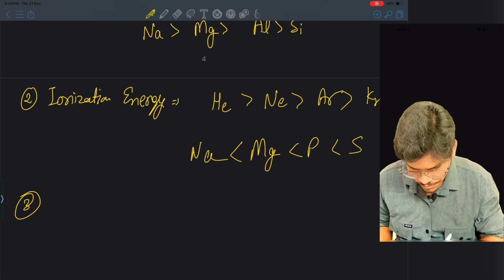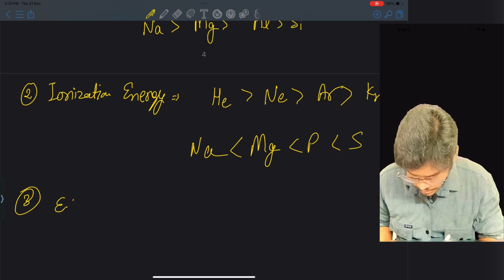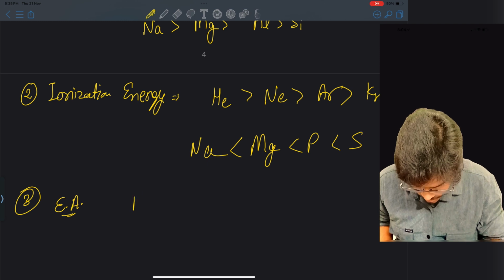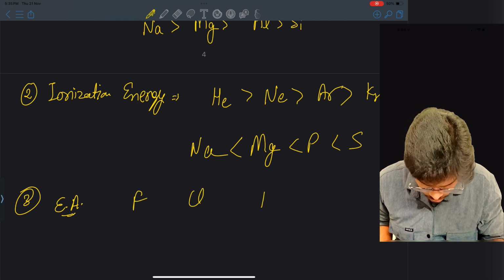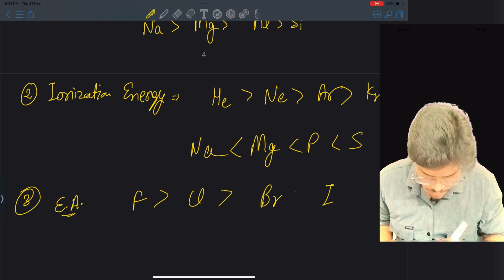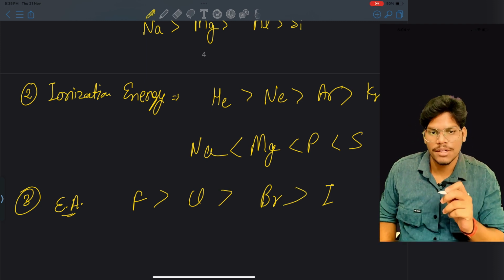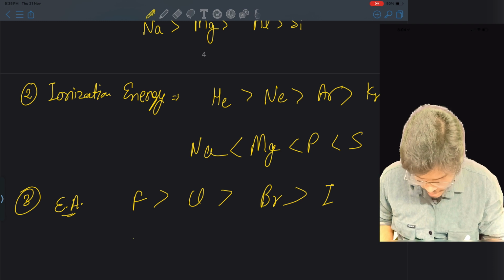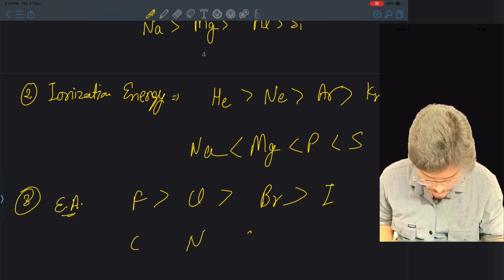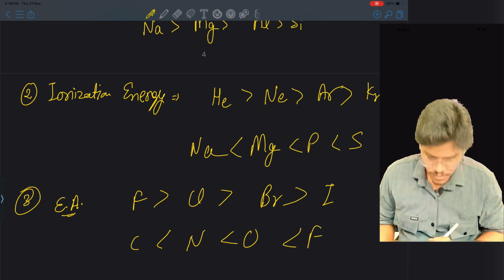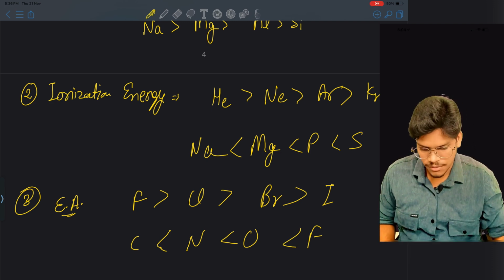Third one is electron affinity. Okay, so fluorine, chlorine, bromine and iodine. We can clearly see this follows a decreasing order. And carbon, nitrogen, oxygen and fluorine follow an increasing order of electron affinity.